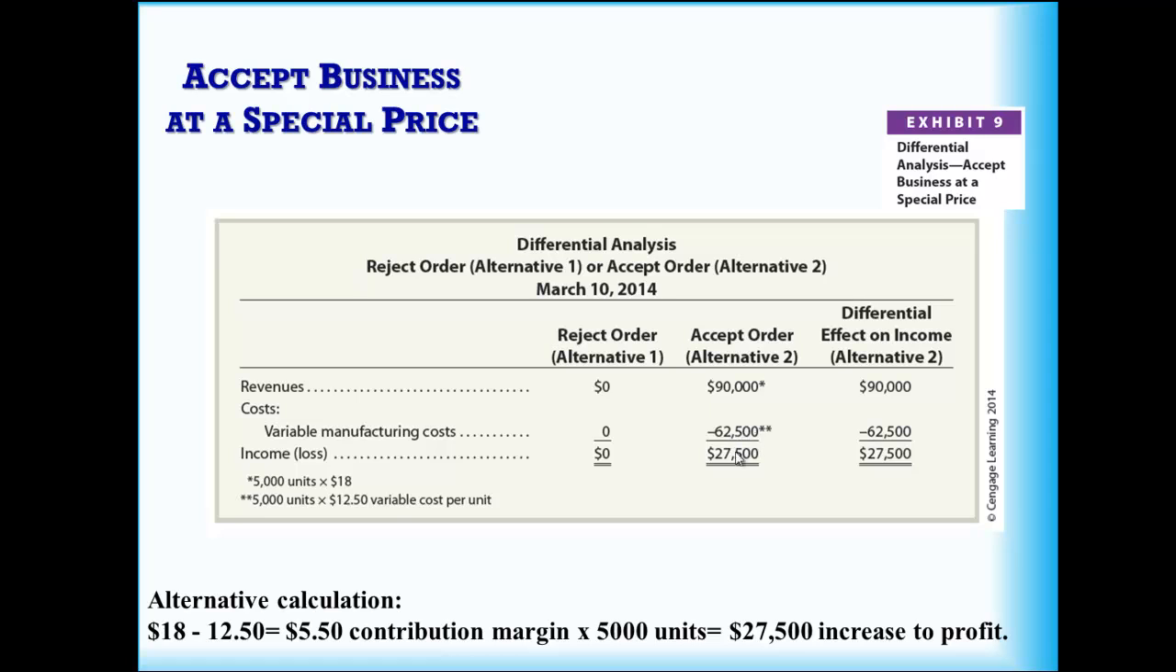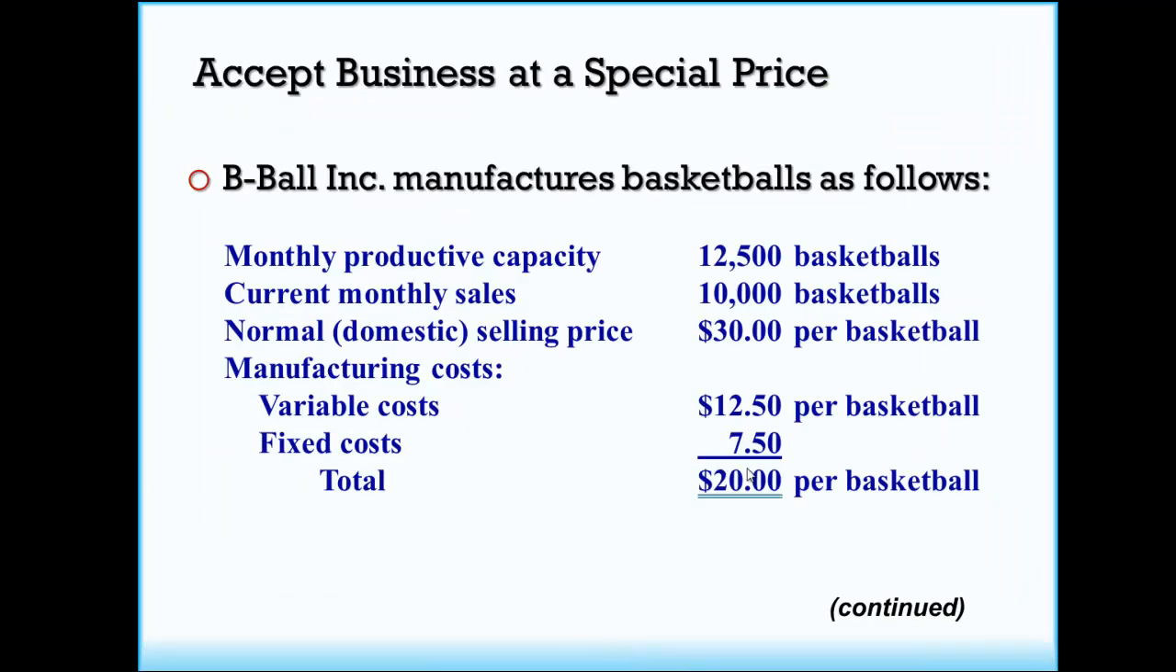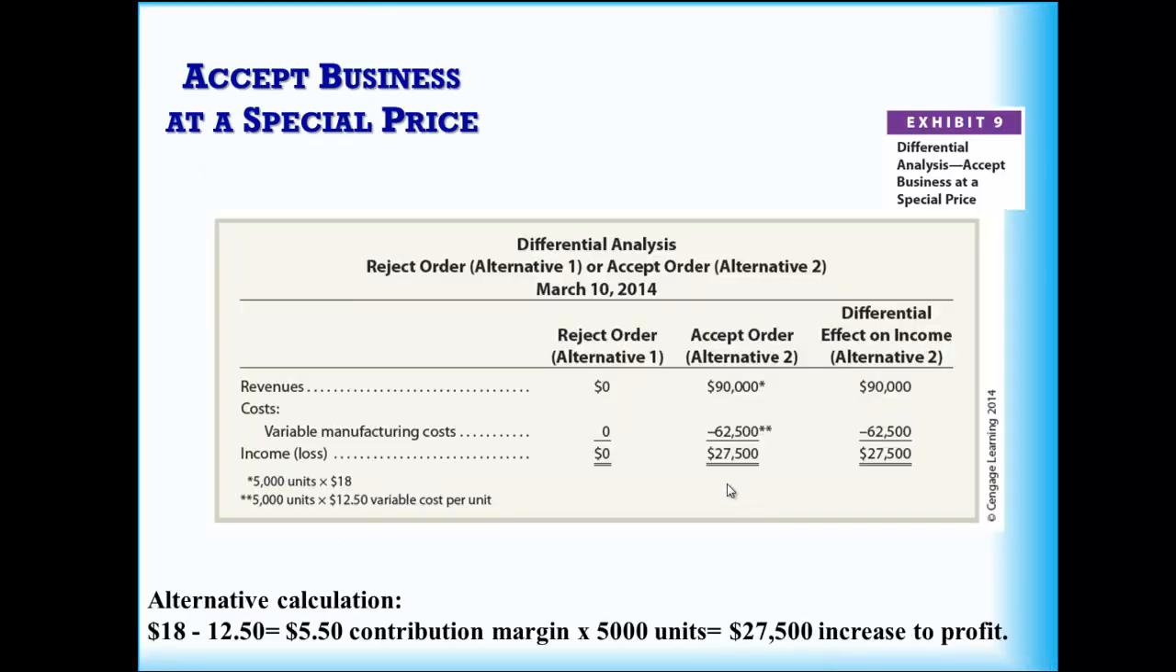So we're looking at $27,500 of income. That makes sense for us to take on. If we go back here, if we had included these fixed costs, we would have been looking at $20 per basketball. And $20 per basketball times 5,000 units, that would leave us with $10,000 we would be losing if we made the mistake of treating those fixed costs as being a differential cost.